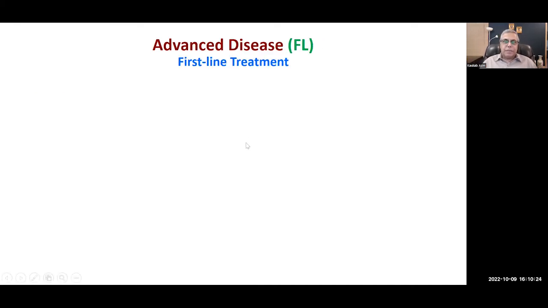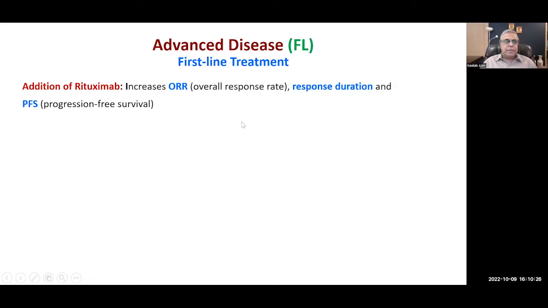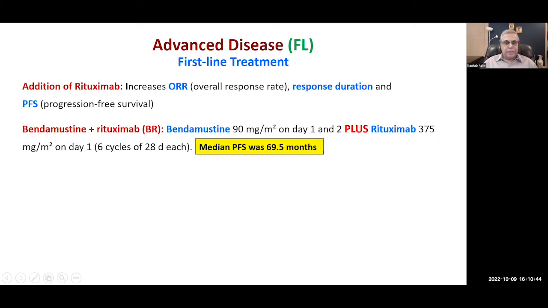Right, so advanced disease, let's go to the first line treatment. Addition of rituximab. We have seen that either rituximab or obinutuzumab, they are added to chemotherapy in all cases. So overall response rate is increased, response duration and progression-free survival, they're all increased. Bendamustine plus rituximab, the doses are given in the table as well, and they are given over here as well.